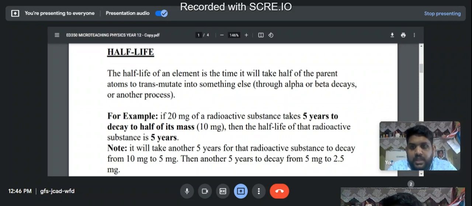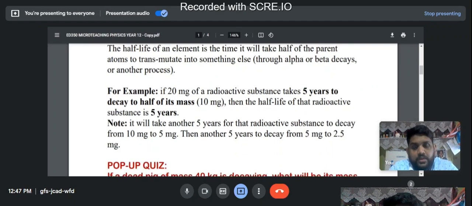For example, if 20 milligrams of a radioactive substance takes 5 years to decay to half of its mass, which is 10 milligrams, then the half-life of that radioactive substance is 5 years. From 20 milligrams to 10 milligrams, the time taken is 5 years. It will take another 5 years to decay from 10 milligrams to 5 milligrams, and then another 5 years to decay from 5 to 2.5.